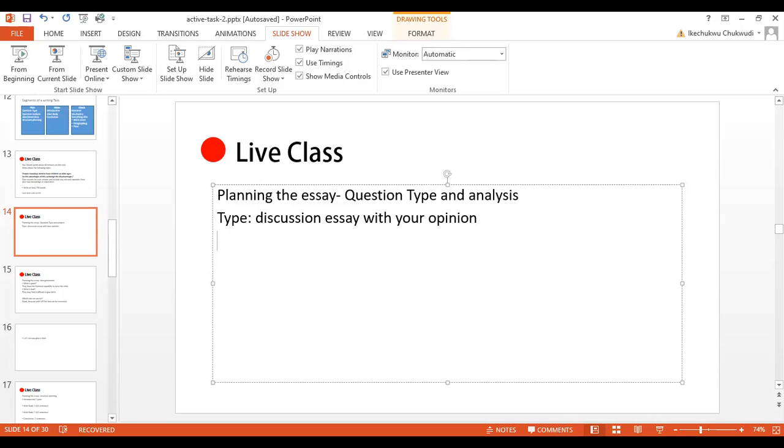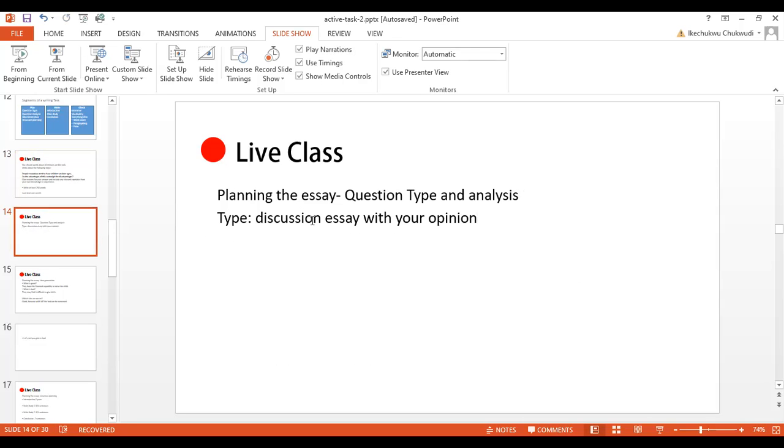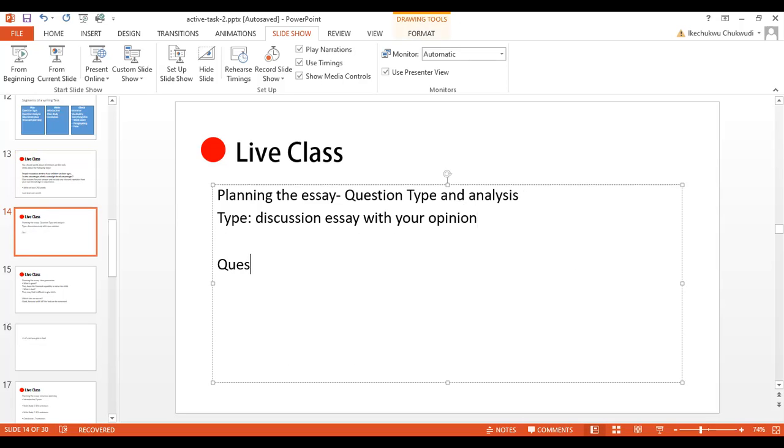Now the next thing we'll do is to find the theme of the essay. What is the essay actually asking us to do? So what I try to tell people to do is to find one phrase that represents that question. So, people nowadays tend to have children at older ages. What phrase represents that question? So this part we are doing now is known as the question analysis. Okay. So the phrase that represents that question is late childbirth.